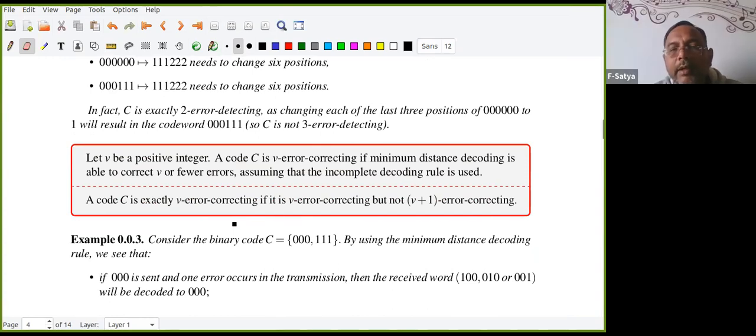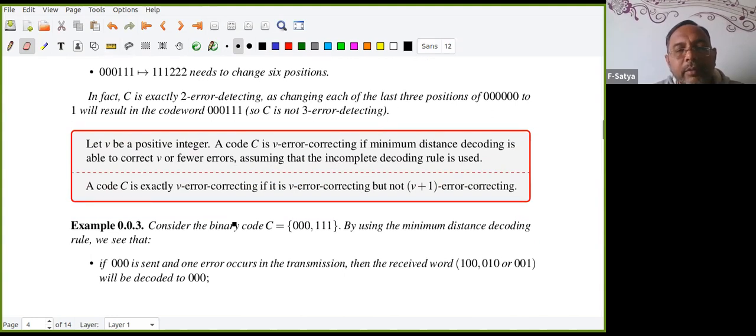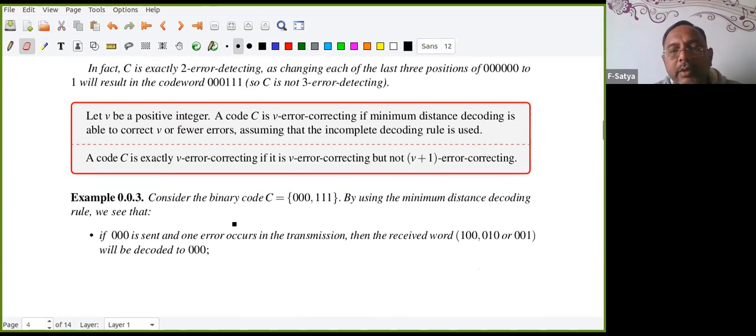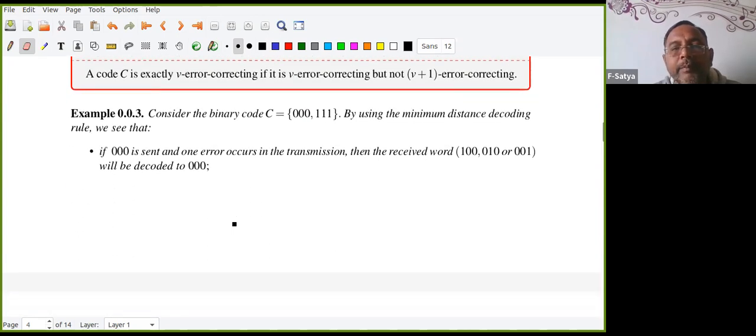Now correcting, not detecting, now correcting. So v is a positive integer. A code is v error correcting if the minimum distance of the code is able to correct up to v errors. Okay. So let us see one example here. For example, here you see that 2 errors can be detected, but only one error can be corrected.